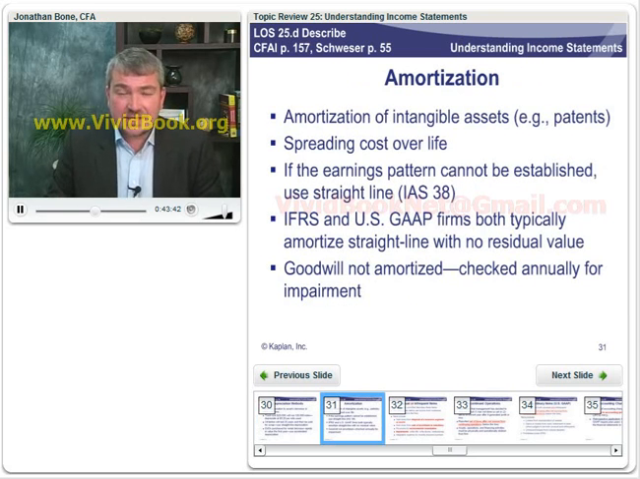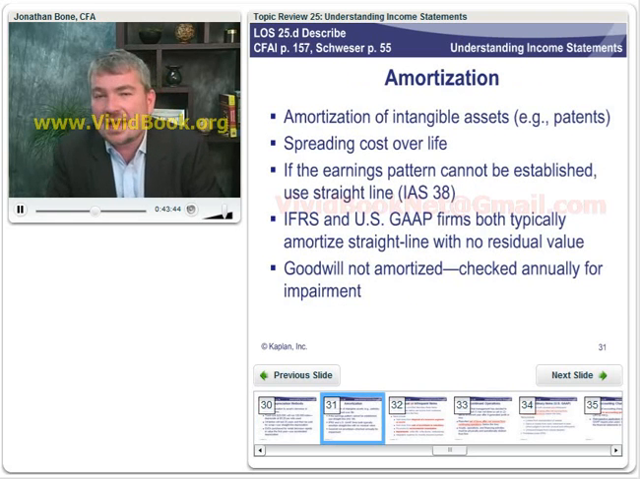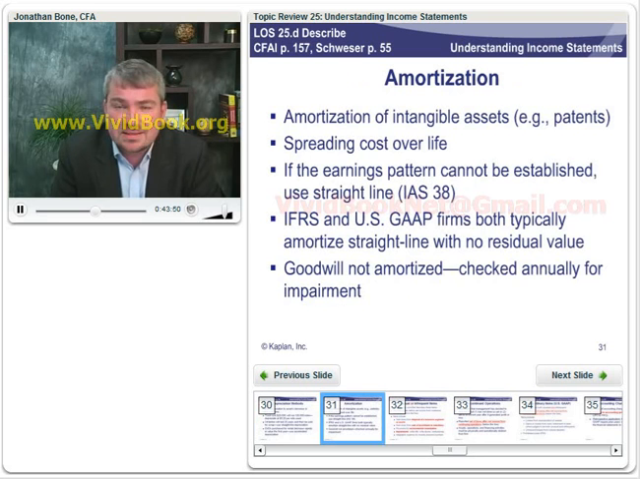Amortization. Well, amortization is really just the depreciation of an intangible asset. So our intangible assets are things like patents, royalty agreements, franchise licenses that we've bought, etc. And we're going to spread the cost over their life just as normal. Now, if we don't know the earnings pattern of the asset, then international accounting standards say use straight line. And of course, this is very typical. Both IFRS and US GAAP firms will typically use straight line amortization, assuming zero salvage value. So essentially just cost divided by the asset's useful economic life.